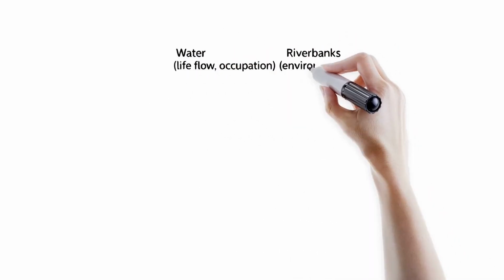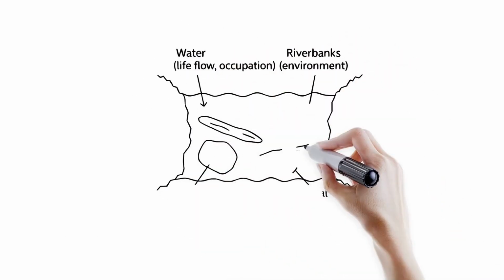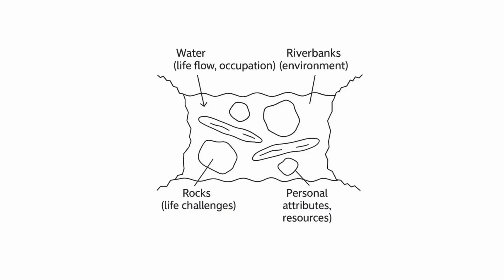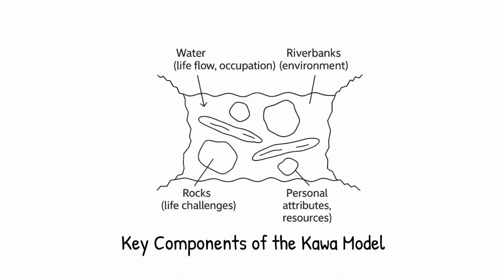In the CAWA model, the river is the person's life flow and well-being. Water represents life energy or occupation. Rocks are life challenges, example, grief, illness, disability. Driftwood are personal attributes, values, and resources. Riverbanks represent the environment, social, physical, and cultural.